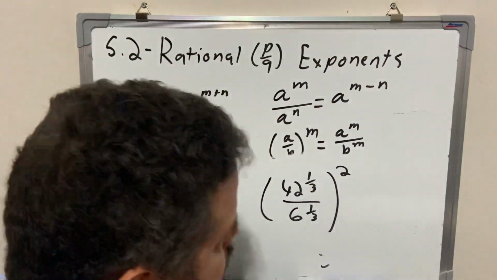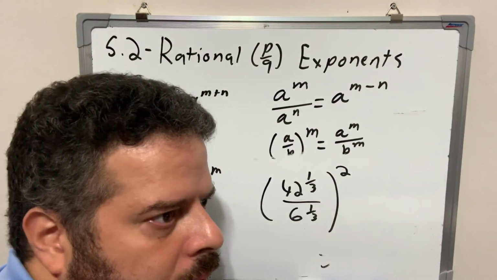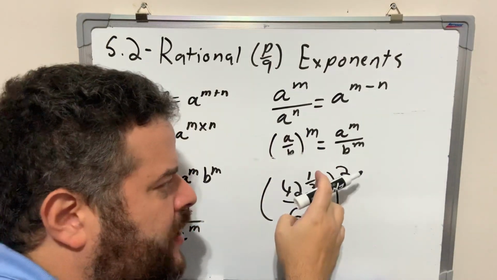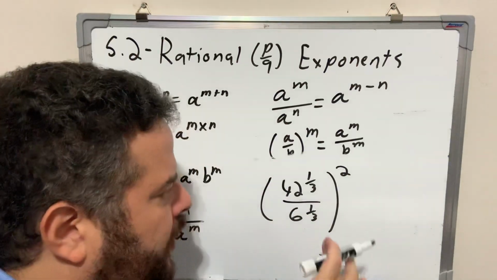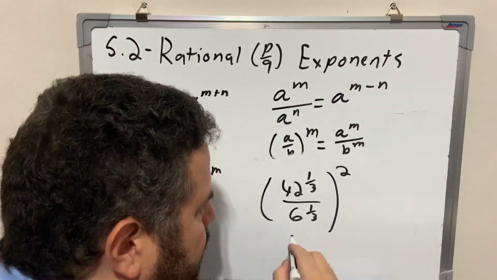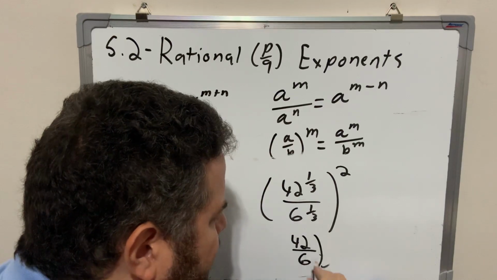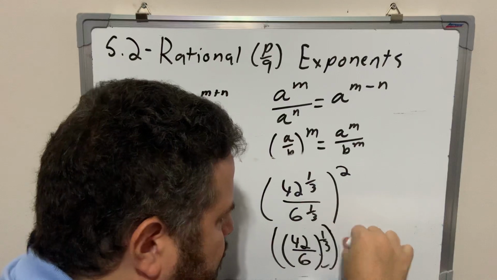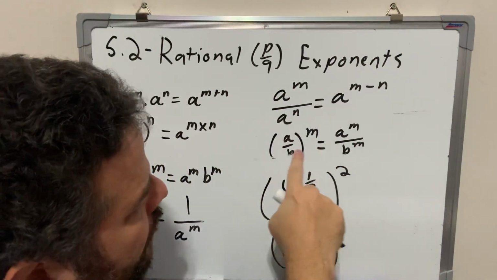Now, there are multiple ways to work this. What I recommend is, again, please remember, you can't just subtract 1/3 by 1/3 because the numbers aren't the same. But in this case, I have the same exponents. So what I'm going to do is 42 over 6, and that's elevated to the 1/3, and this is elevated to the square, to the second power. So I did this rule.